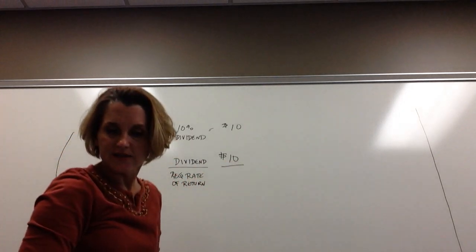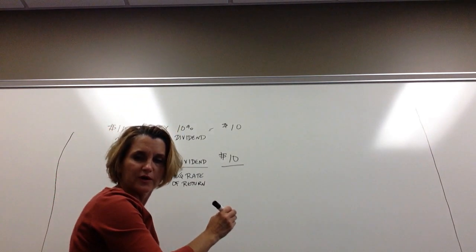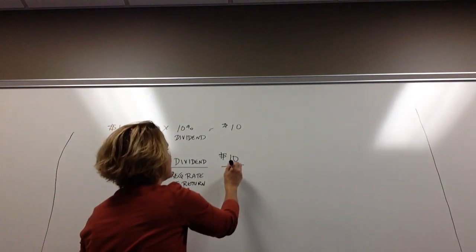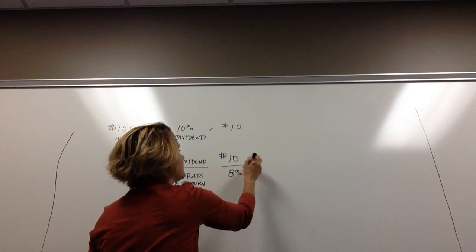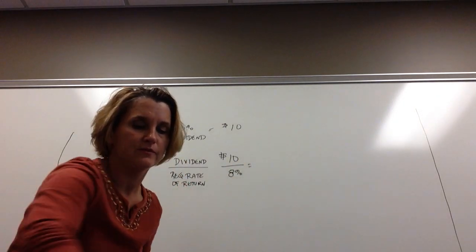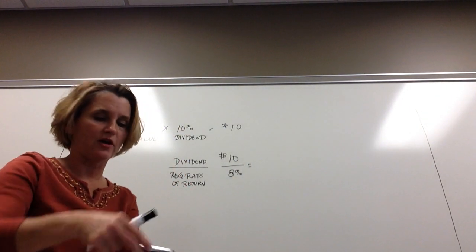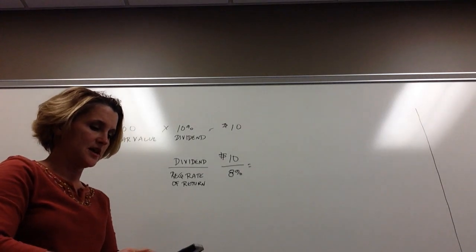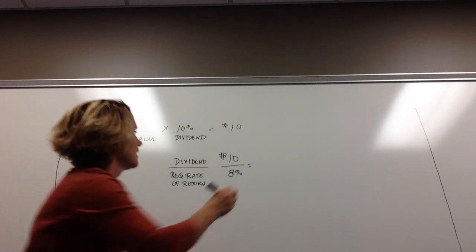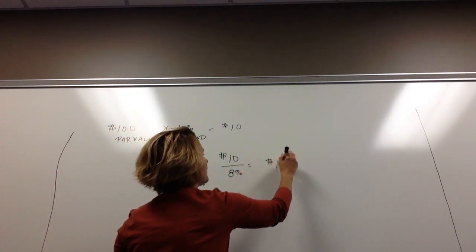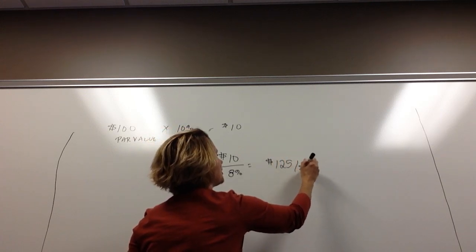and then divide that by our required rate of return. So in this case, the first scenario, the required rate of return would be 8%. So now we take our $10 and divide that by 8%, and that gives us $125 per share.